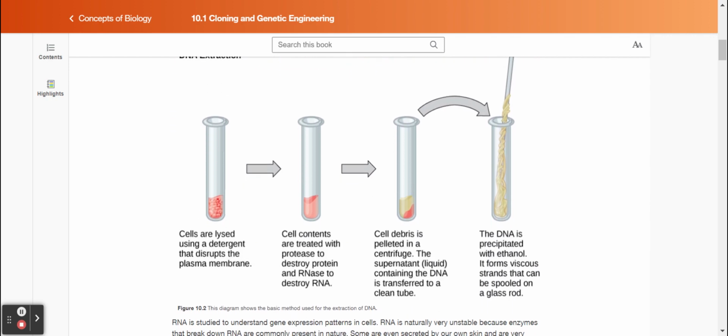Figure 10.2. This diagram shows the basic method used for extraction of DNA. First, cells are lysed using a detergent that disrupts the plasma membrane. Then, cell contents are treated with protease to destroy protein and RNase to destroy RNA. Cell debris is pelleted in a centrifuge. The supernatant, or liquid, containing the DNA is transferred to a clean tube. Finally, the DNA is precipitated with ethanol. It forms viscous strands that can be spooled on a glass rod.